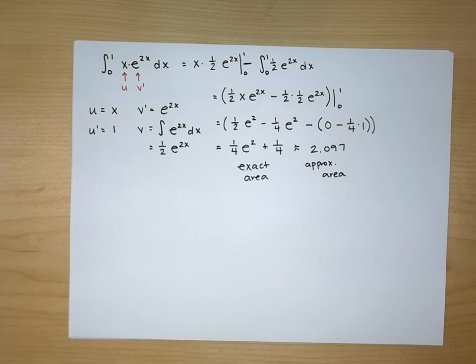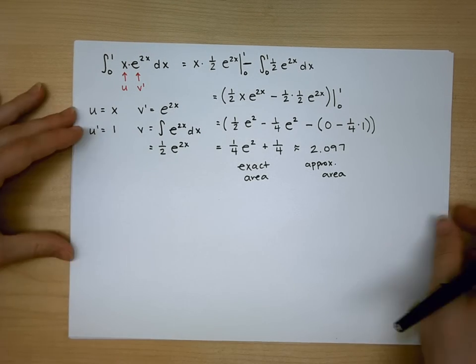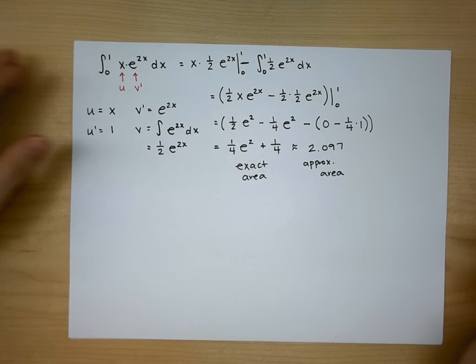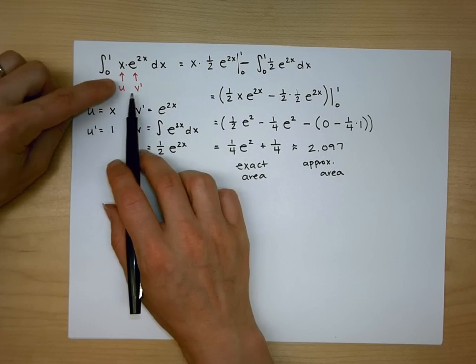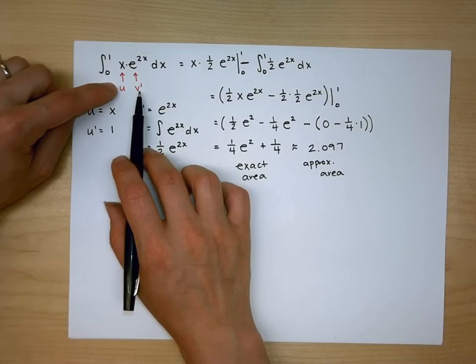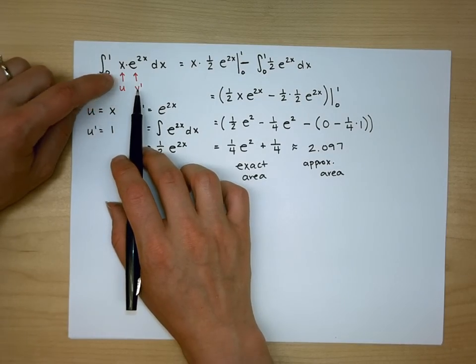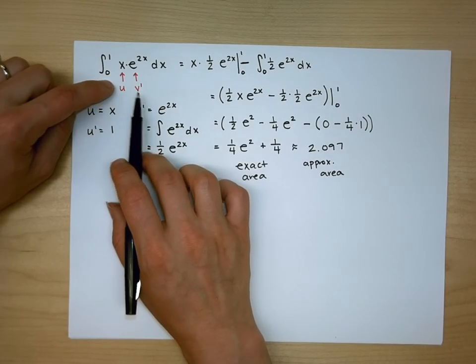Okay, so again, integration by parts, we're going to use it to undo the product rule. And really the trickiest part is figuring out which one should be u and which one should be v prime. But again, if you choose wrong, you can always switch, so keep that in mind.